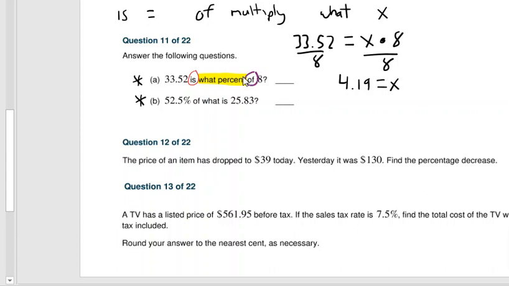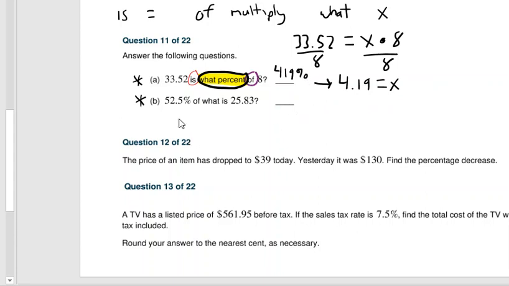And now the only thing we have to pay attention to is this said what percent. And what we have here is a decimal. So to change this into a percent, we need to times by 100. So we would have 419%.